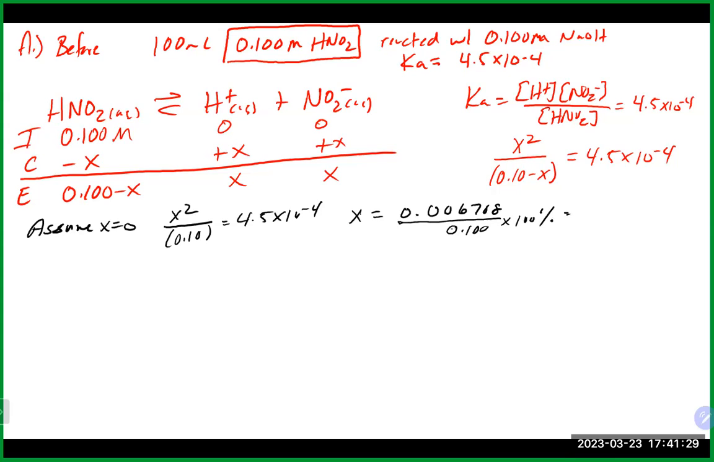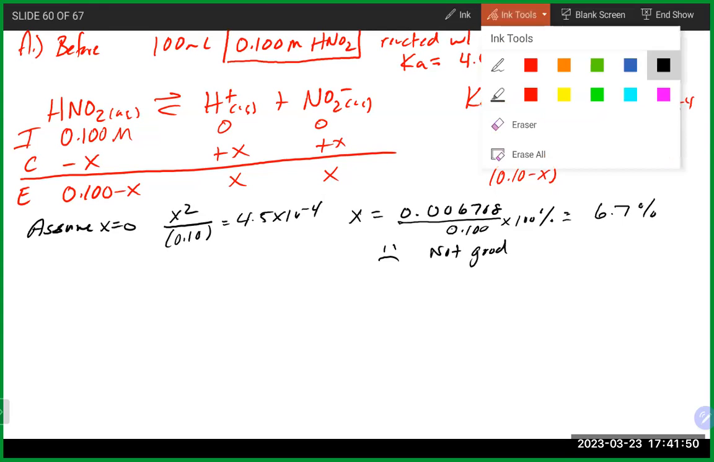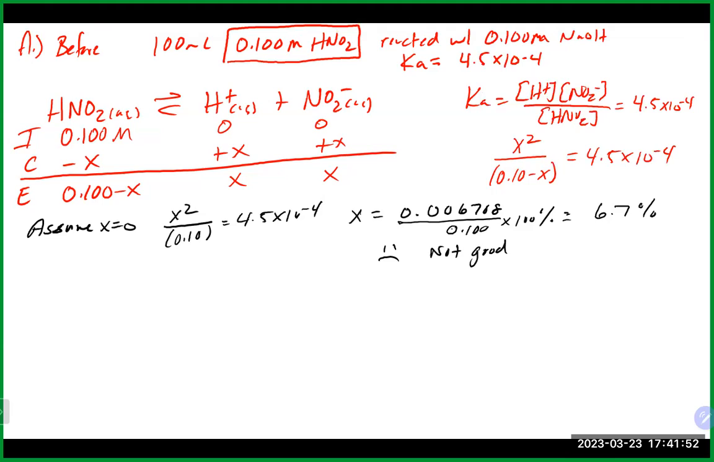And in this case, we're going to be sad because it is about 6.7%, which means that is not good, as that is over our 5% rule. So not so good here. So we do need to go back and really solve this using the quadratic formula, because it's above that 5% threshold that we set.